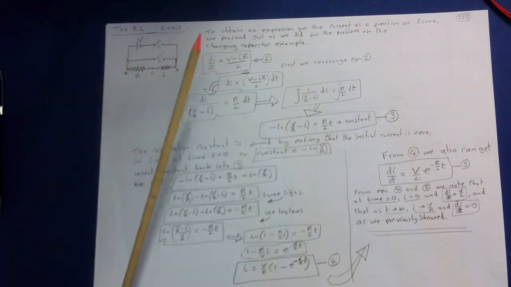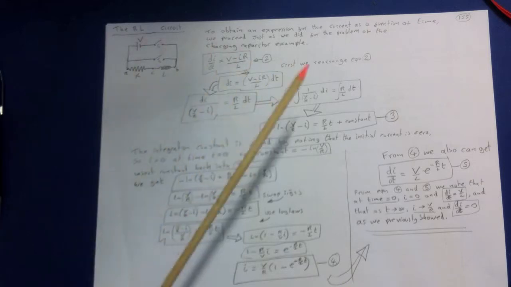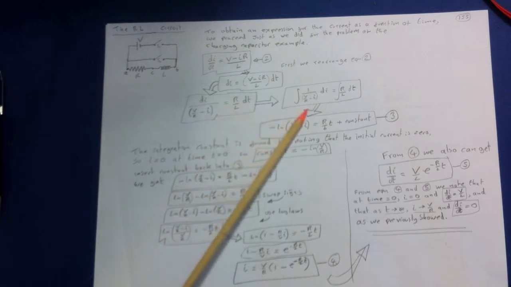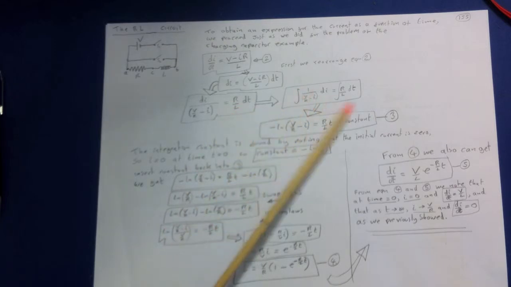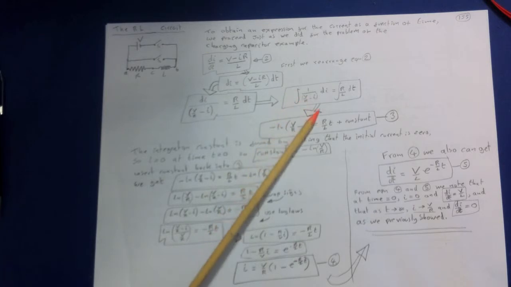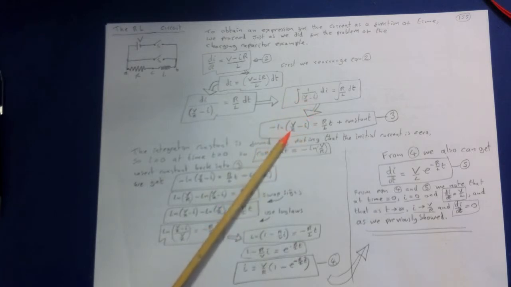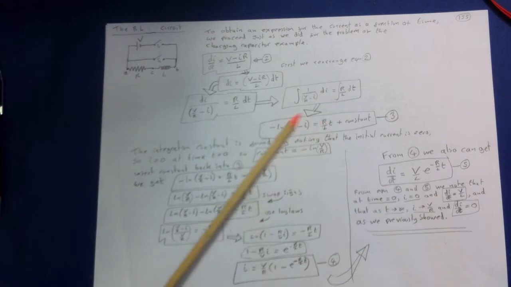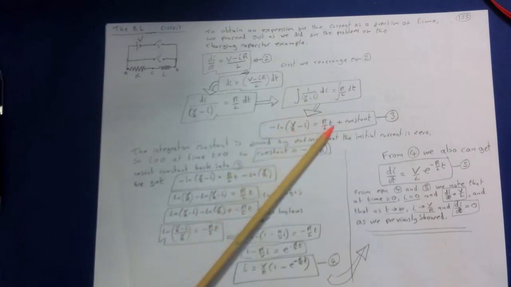To obtain an expression for the current as a function of time, we proceed just as we did for the problem of the charging capacitor example. So first of all, we'll rearrange this equation. We'll bring the di's all on one side, and we'll get the t's on one side. And then we integrate both sides. These are really easy integrals. You know that the integral of 1 over something is log. So we get log of V over R minus i. Now on this side, R over L dt, so obviously that is going to just be R over L times t plus a constant. So we end up with this equation here.